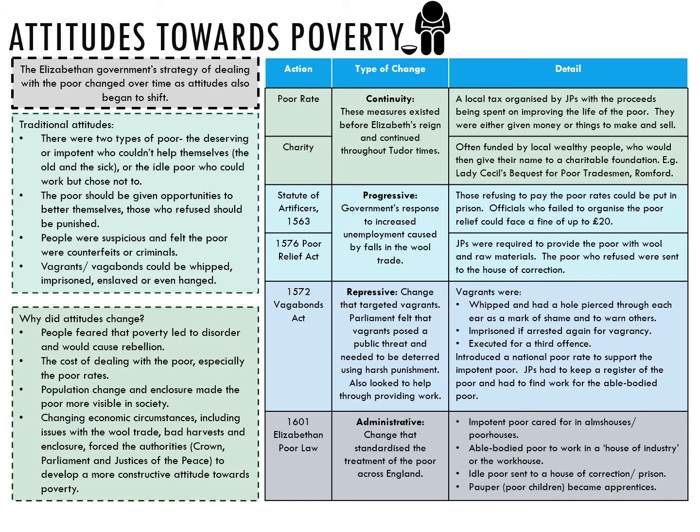Now the impotent poor were cared for in almshouses or poorhouses. The able-bodied poor were sent to work in a house of industry or a workhouse. The idle poor were sent to a house of correction or a prison, and the paupers or poor children therefore became apprentices.